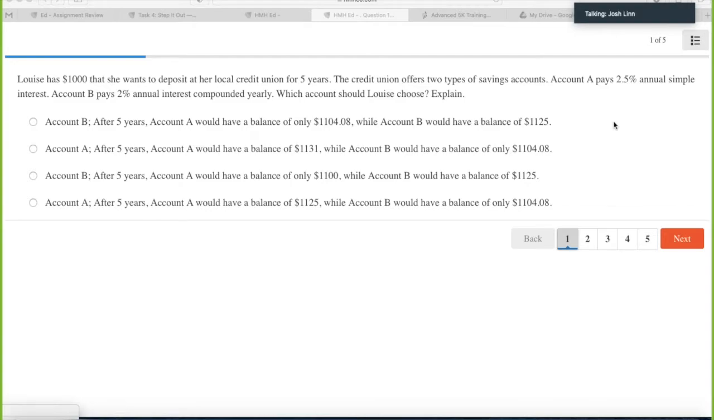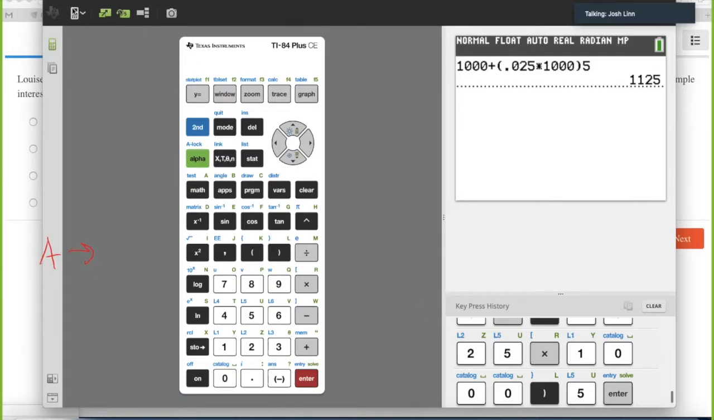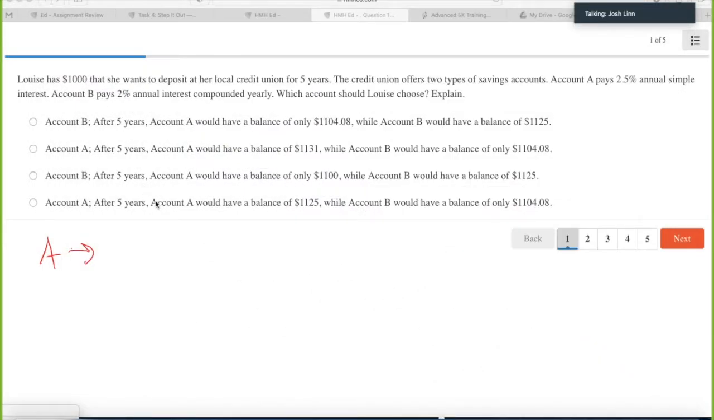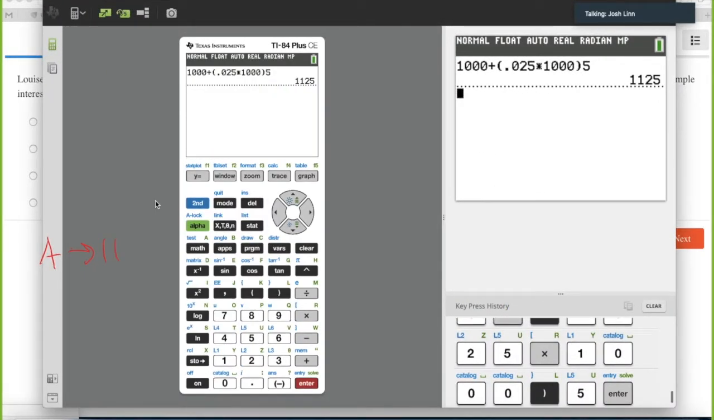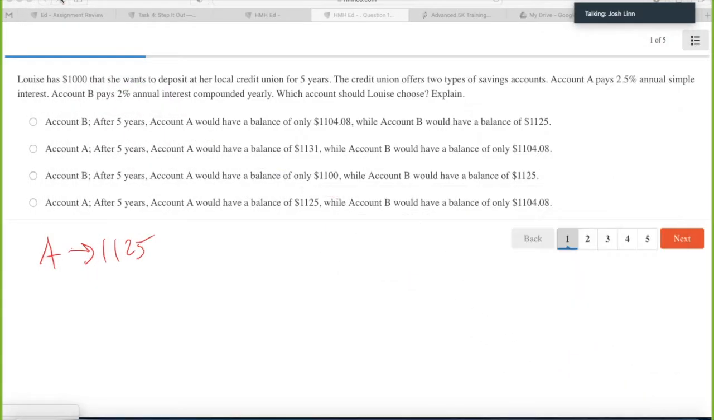So let's say account A, she has, what was that number again? Oh, I'm so bad at this. 125, right? Or 1,000 and 125. Go away, calculator. Come again when I need you again.